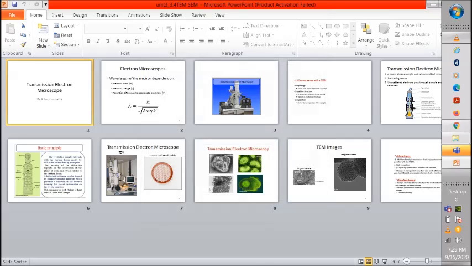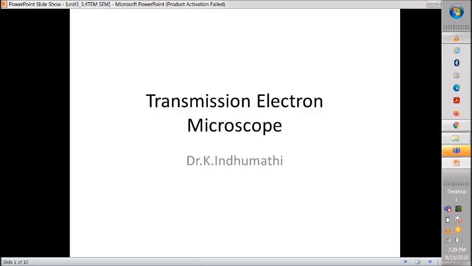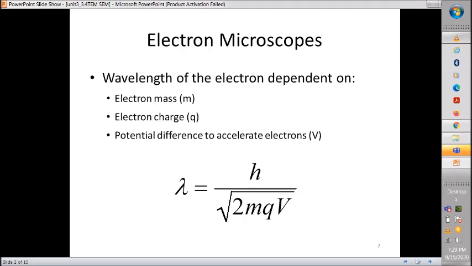The topic now we are going to discuss is the transmission electron microscope. So why do we go for a microscope? To visualize elements which are micrometer in dimension, we use these microscopes. And those microscopes which use electrons to make the visualization come under electron microscopes.